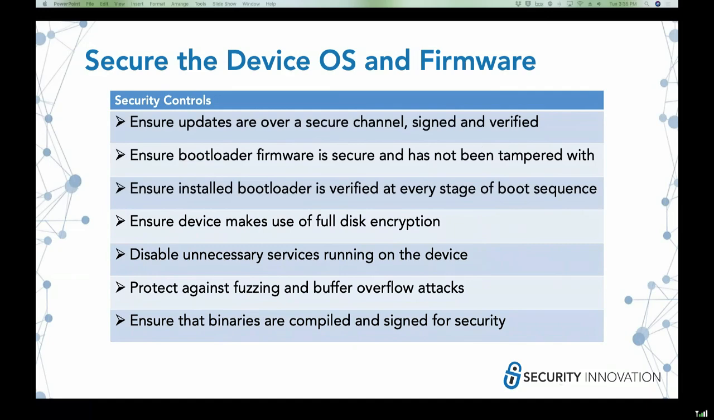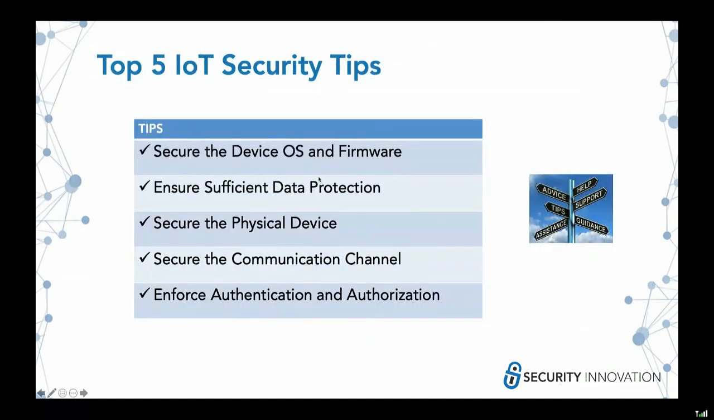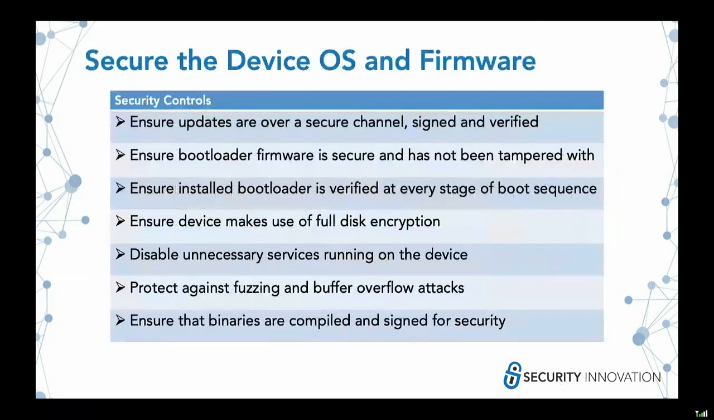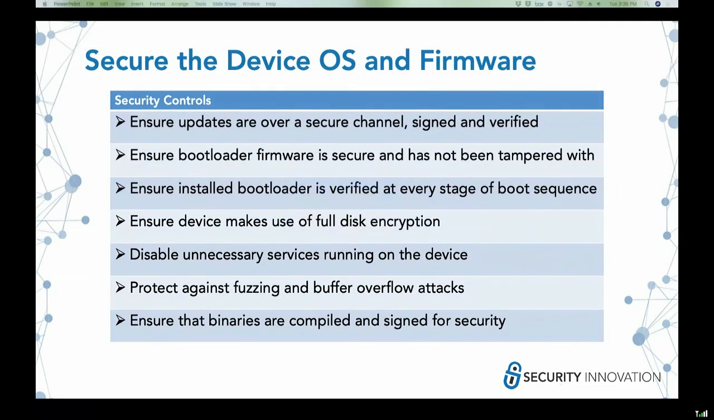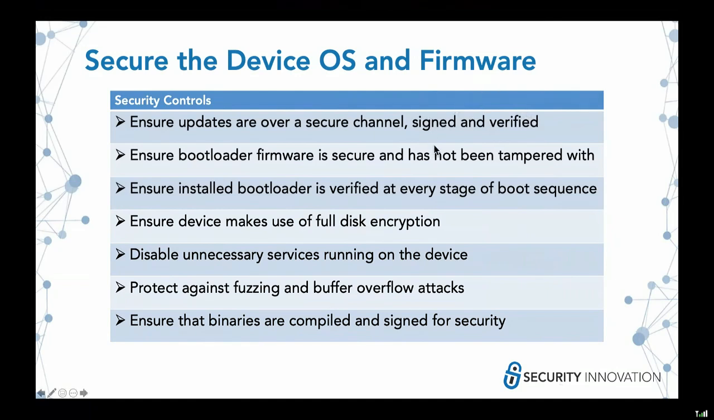So again, these are the 5 elements: secure the device, ensure protection, secure the physical device, etc. And then these next 5 slides, what I'm doing is going through and just giving you examples of each one of those. So for the OS and firmware, we talked about making sure that updates, A, happen, but B, when they happen, they are coming from an authorized source, and the easiest way to do that is ensure that they're signed. But also do things like full disk encryption.